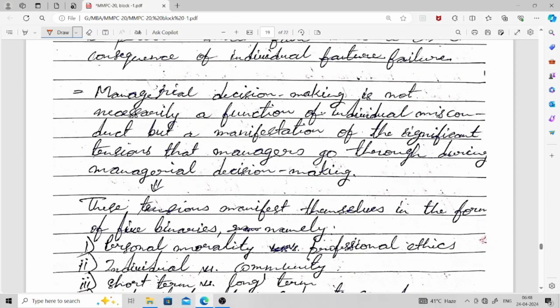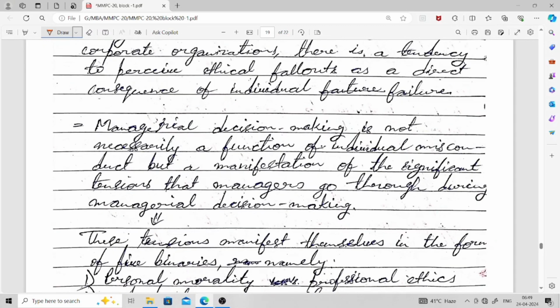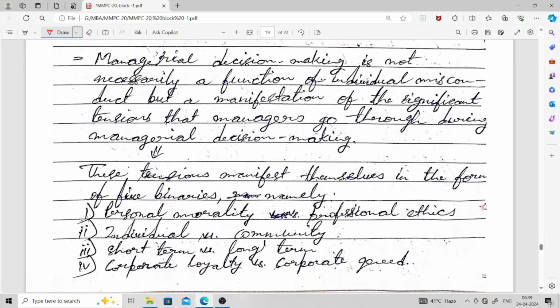But the consequence of that ethical breakout may be due to some other reasons also, but generally it is perceived that it is due to individual failure. Managerial decision making is not necessarily a function of individual misconduct, but a manifestation of the significant tension that managers go through during managerial decision making.